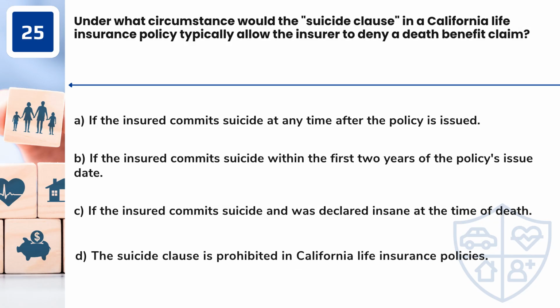Question 25. Under what circumstance would the suicide clause in a California life insurance policy typically allow the insurer to deny a death benefit claim? A. If the insured commits suicide at any time after the policy is issued. B. If the insured commits suicide within the first 2 years of the policy's issue date. C. If the insured commits suicide and was declared insane at the time of death. D. The suicide clause is prohibited in California life insurance policies.